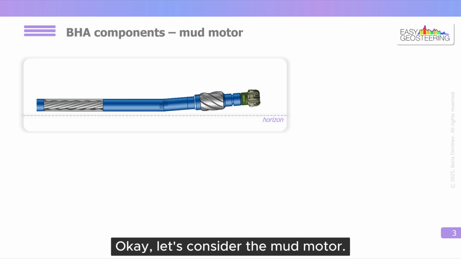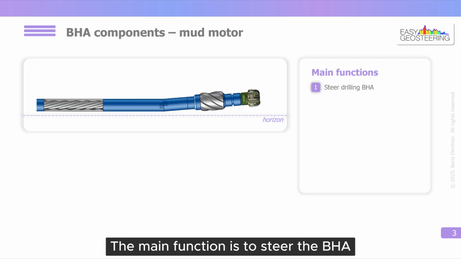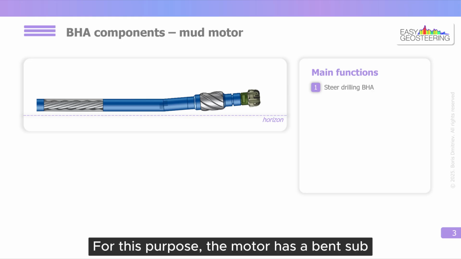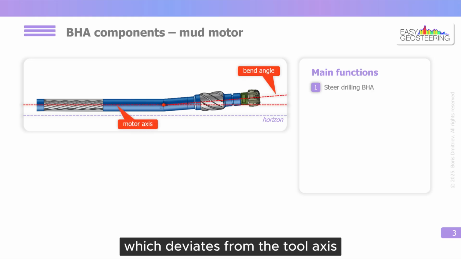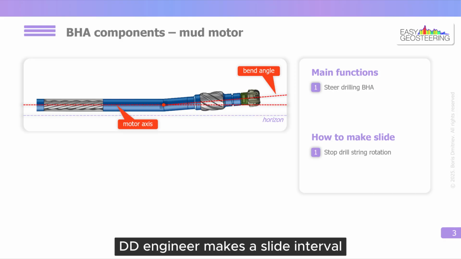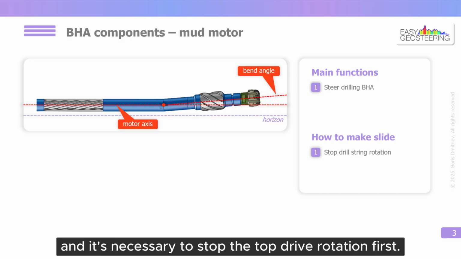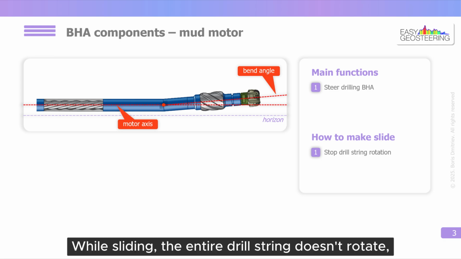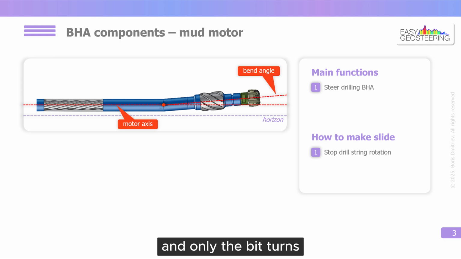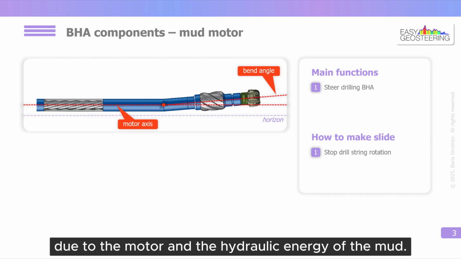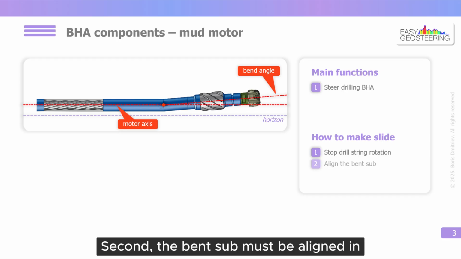Okay, let's consider the mud motor. The main function is to steer the BHA by changing of inclination and azimuth. For this purpose, the motor has a bend sub, which deviates from the tool axis by a specific bend angle. To change the trajectory, DD engineer makes a slide interval, and it's necessary to stop the top drive rotation first. While sliding, the entire drill string doesn't rotate, and only the bit turns due to the motor and the hydraulic energy of the mud. Second, the bend sub must be aligned in the desired direction.